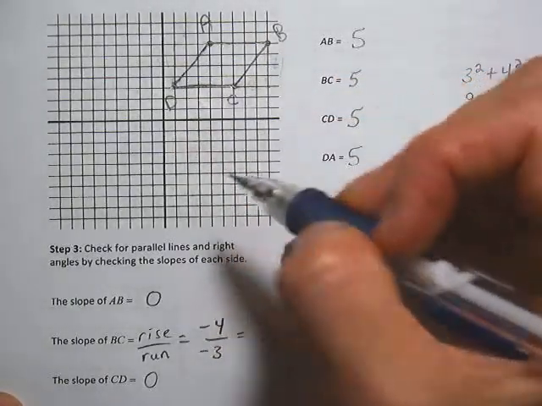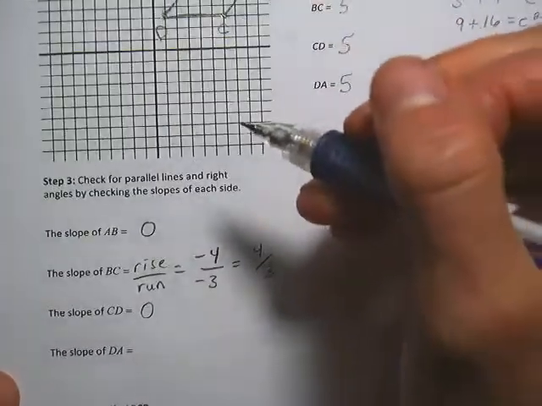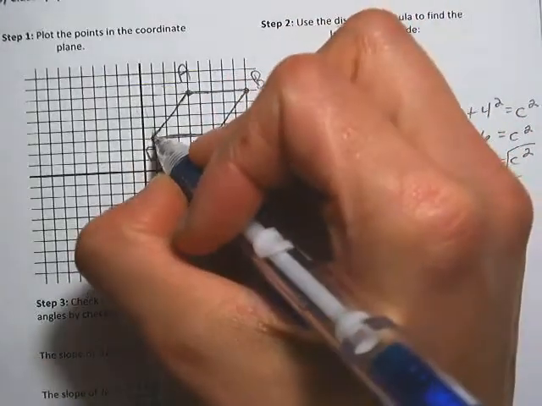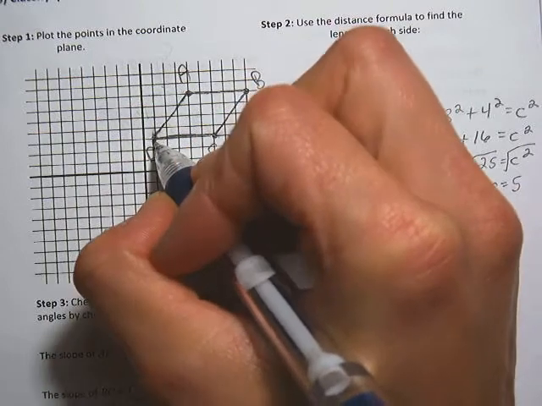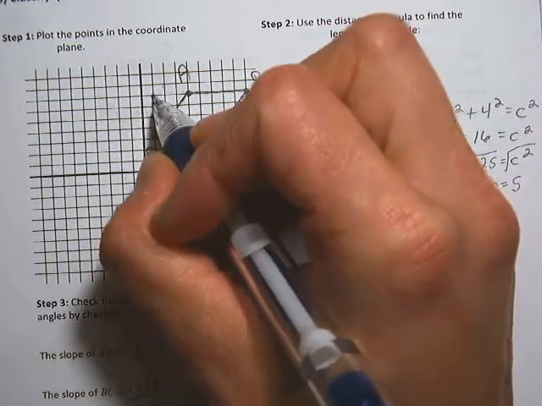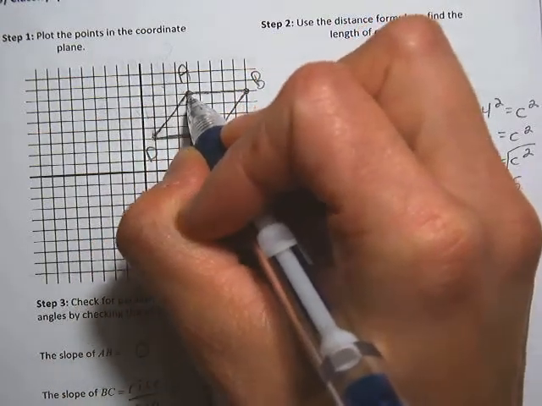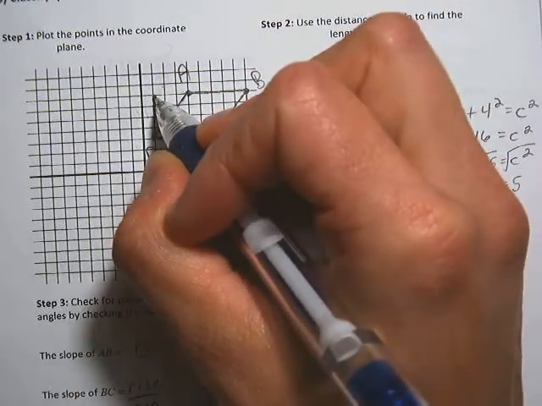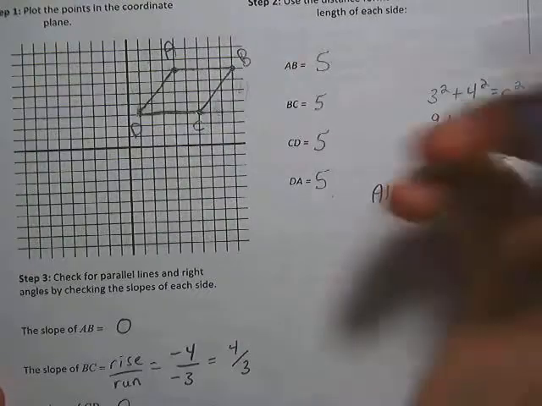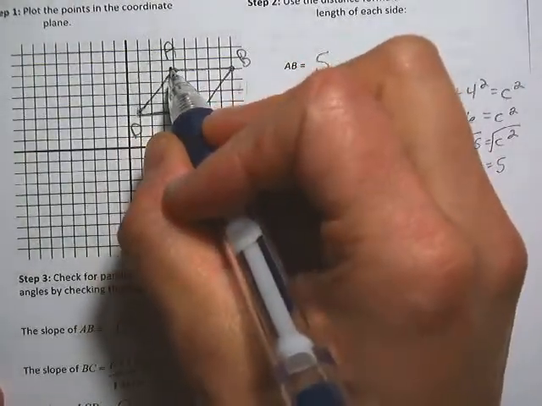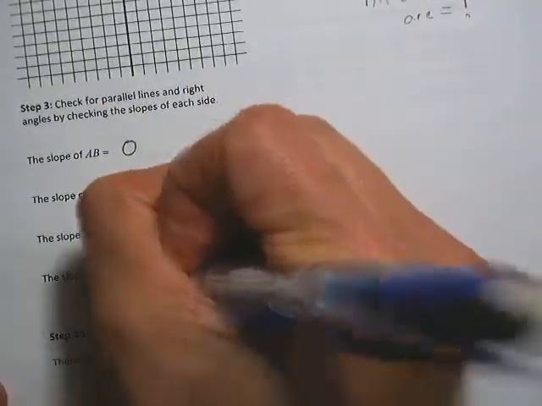And now we do the same thing for that last side, DA. All right, so DA, I'm going to start at a point and go to the other one. So if I start at D, I have to go up. So 1, 2, 3, 4. And then I go to the right, 1, 2, 3. And so up 4 is +4 over, I have to go right 3. So that would be over +3.